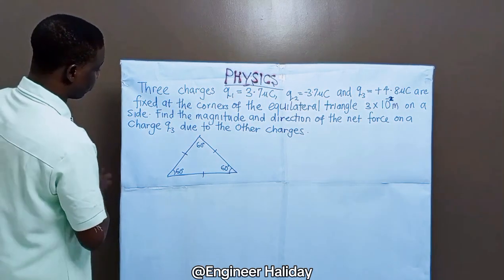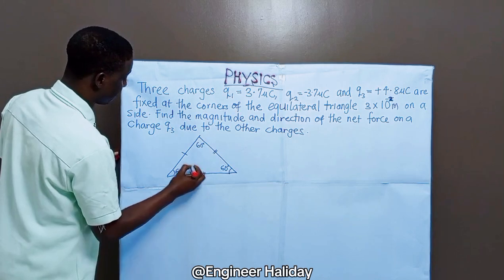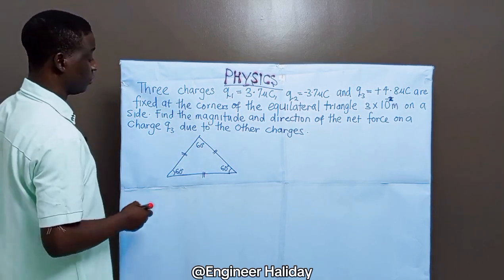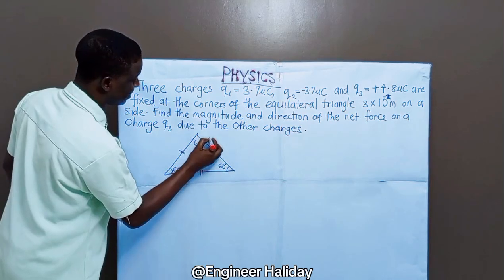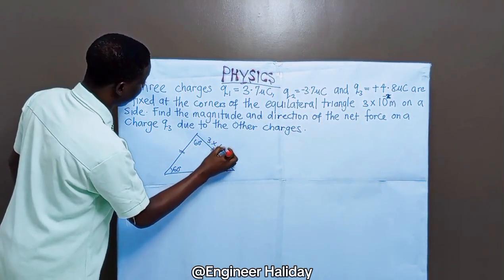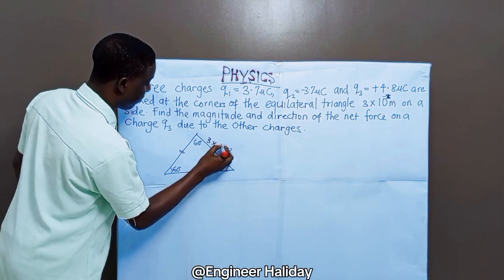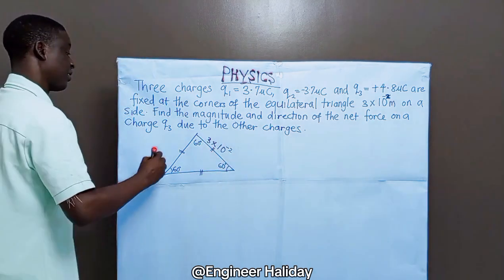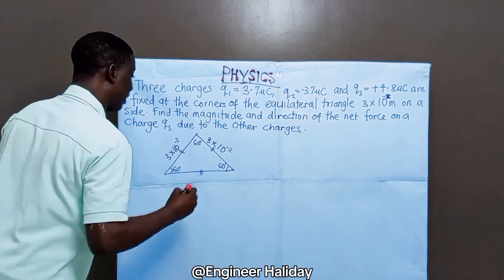Now, the side that we are talking about, each of these sides is the same. If this side is 3 times 10 to the power minus 2, they say the side is 3 times 10 to the power minus 2. We have another side again, 3 times 10 to the power minus 2, and so forth.